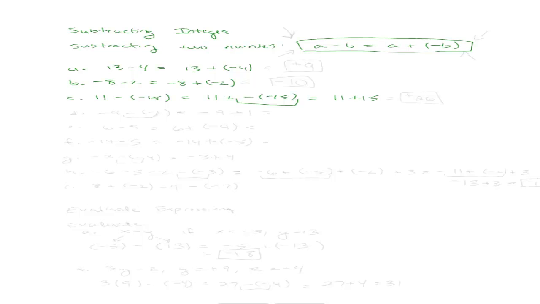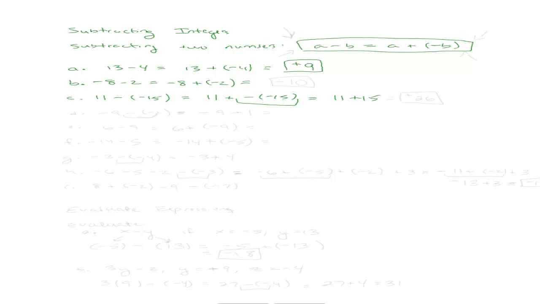Okay, so now that we've rewritten all these, let's evaluate them. So let's start with problem A. 13 plus negative 4. We've done that. That's adding two integers of different sign. So I'm going to take the largest minus the smallest, so that's going to be 13 minus 4. 13 minus 4 is going to give me 9. And the sign of my answer is the sign of the largest number, which in this case was positive. So that's going to be positive 9.